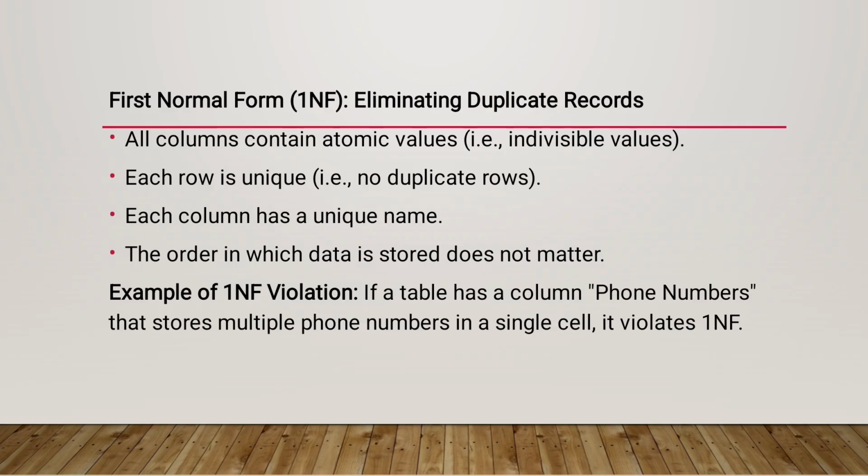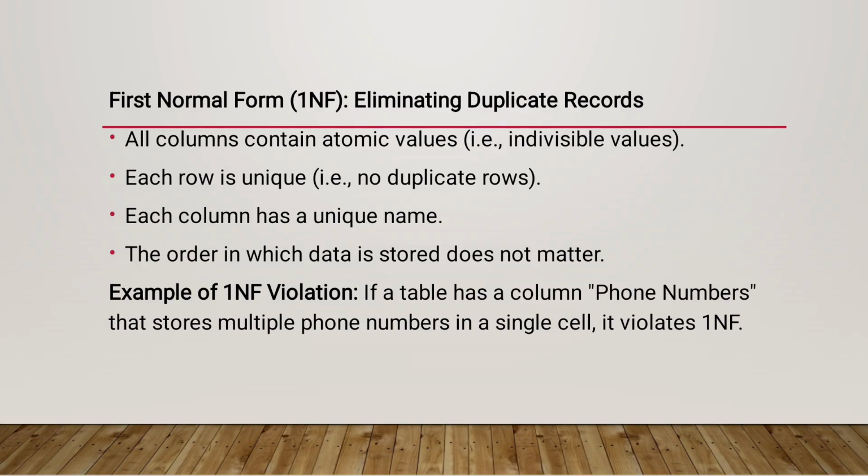That is, first normal form, second normal form, third normal form, Boyce-Codd normal form, fourth normal form, fifth normal form. First, first normal form. In first normal form, it eliminates the duplicate records. That means we apply some conditions to follow the first normal form. That is, all the columns contain atomic values. Atomic values, individual values.